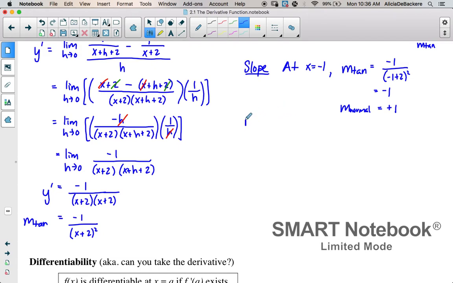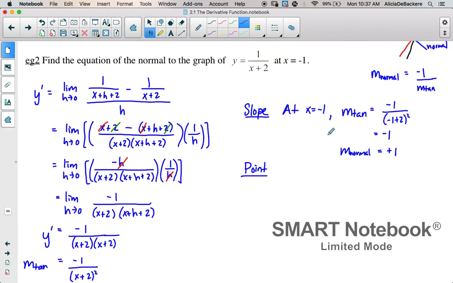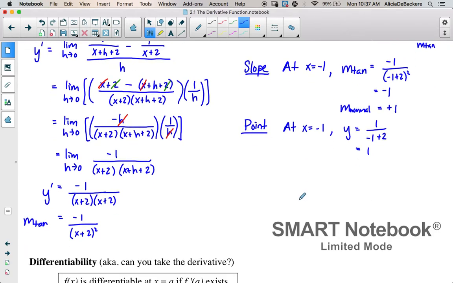Now, in order to come up with the equation, I also need a point on the original curve. I want to know the point when x is equal to 1, or sorry, negative 1. So I'm going to figure that out. So I'm going back to the original equation here. And I get a 1 over 1, which is just equal to 1. Lots of 1's in this question. So you can be thinking here that the point then is negative 1 comma 1.